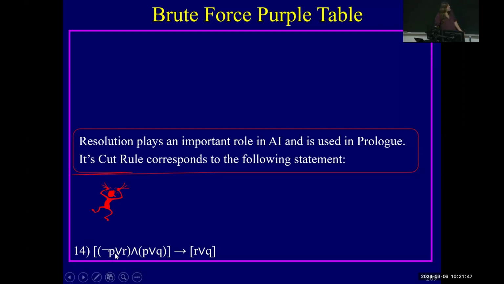Anyway, the rule is this. Suppose you've proven two things already, right? This is the and. You've proven a clause which says that either P is false or R is true, and you've proven that either P is true or Q is true, right? So what do we got here? And here we have a not P, and here we have a P, right?